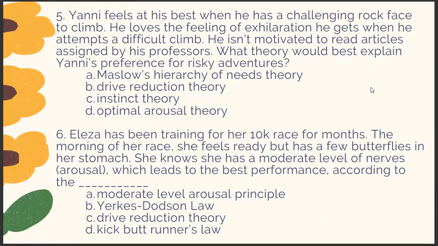D, optimal arousal theory, that gives you higher levels of arousal versus the very, very low levels of arousal that I'm guessing reading articles assigned by his professors would give him. Number 6, Eliza has been training for her 10K race for months. The morning of her race, she feels ready, but has a few butterflies in her stomach. She knows she has a moderate level of nerves or arousal, which leads to the best performance according to the B, Yerkes-Dodson law.